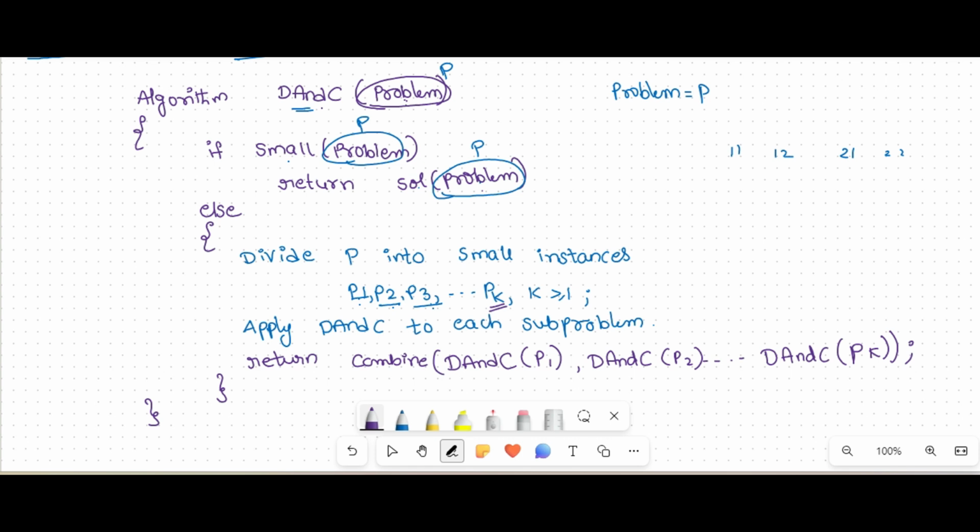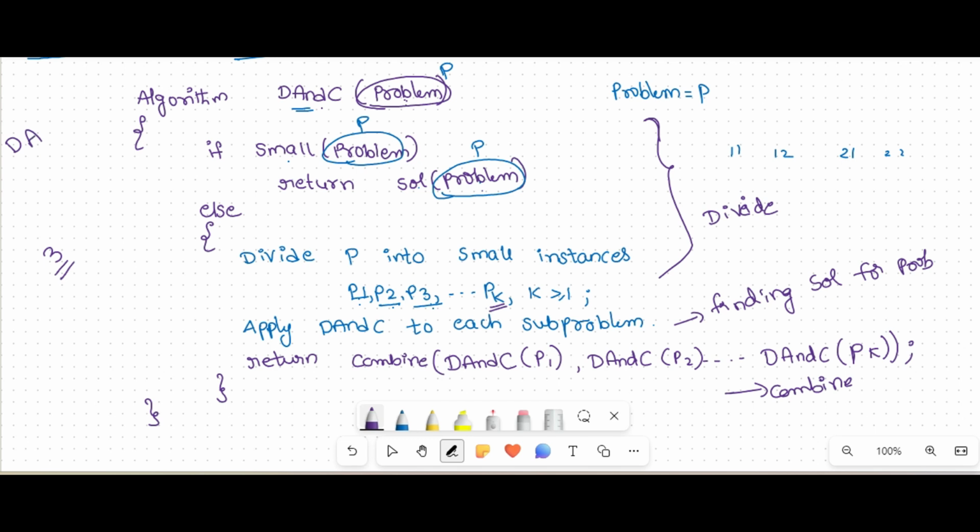So what have we done? We are checking, dividing the problem, finding the solution for the problem, and then combining the solutions. Like that, it is a three-step process. Generally, we will just say it as divide and conquer, but internally we are finding solutions for small problems.